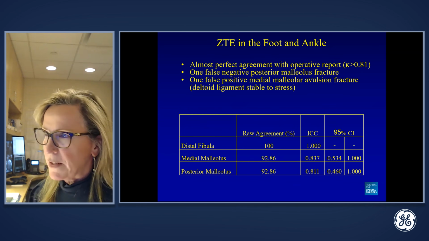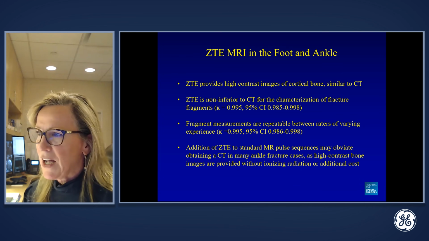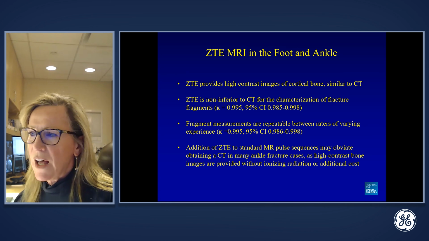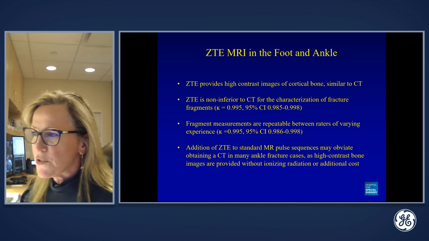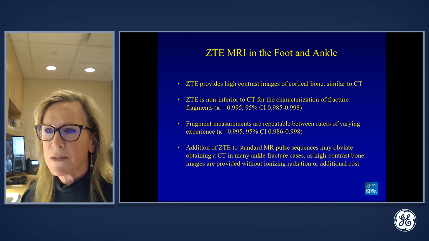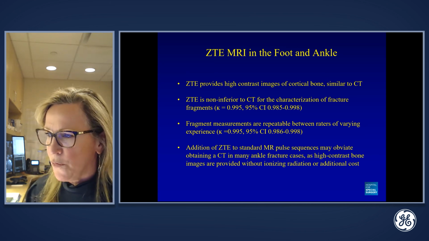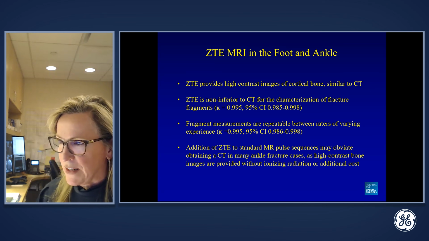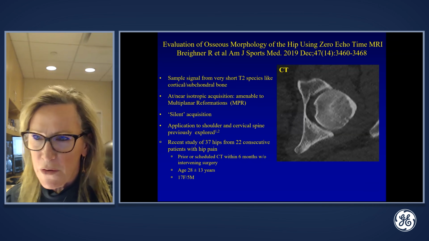So we concluded, at least in the foot and ankle, that the ZTE provides high contrast, very similar to the data that we have in the shoulder. It was non-inferior to CT in the characterization of fractures. And in fact, fracture fragments were repeatable between raters of varying experience, which is nice. The high contrast makes it very easy to discern these subtle fracture fragments. So you don't have to be a senior MR radiologist to interpret these images. So we also wanted to address hip, as some of the other speakers had done.